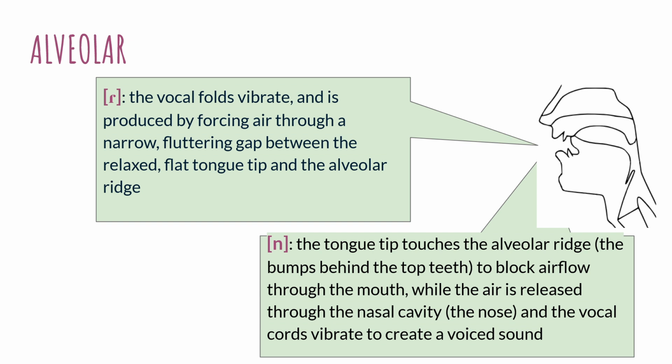The sound n. It is pronounced by the tongue tip touching the alveolar ridge, that is the bump behind the top teeth, to block airflow through the mouth, while the air is released through the nasal cavity, that is the nose, and the vocal cords vibrate to create a voiced sound.